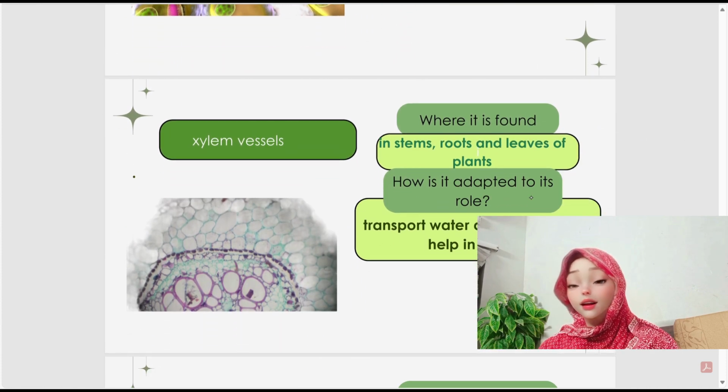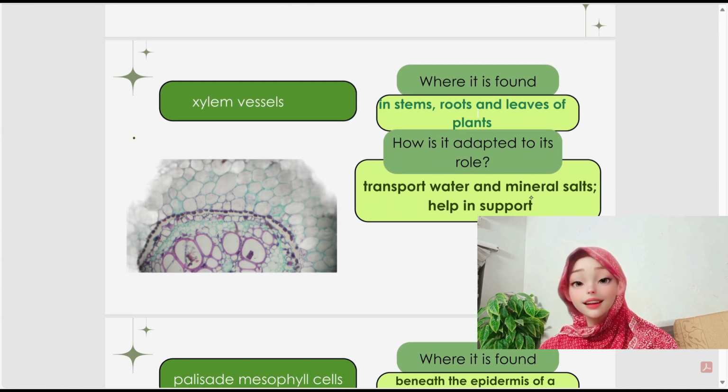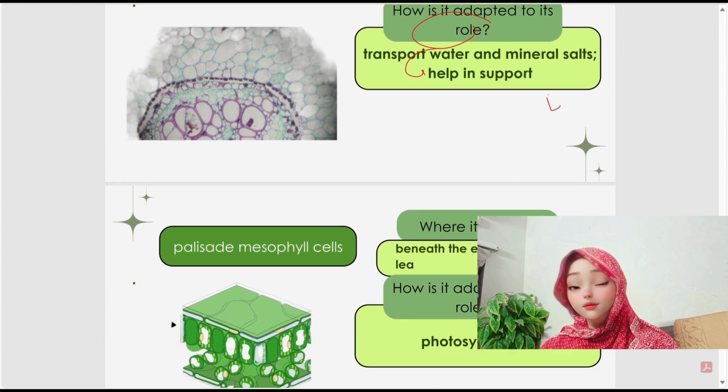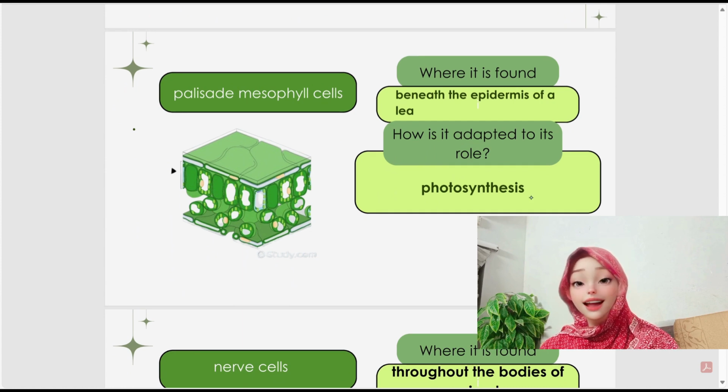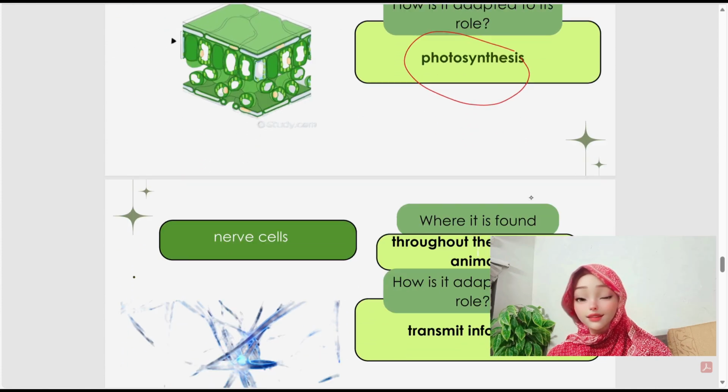Here are the xylem vessels, which are present in the stems, roots, and leaves of plants. They are adapted to transport water and mineral salts, and they also help in support. Next, here are the palisade mesophyll cells. These are present beneath the epidermis, and they are adapted for the process of photosynthesis.